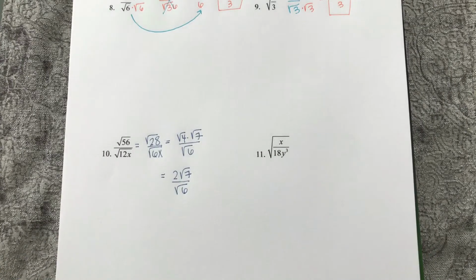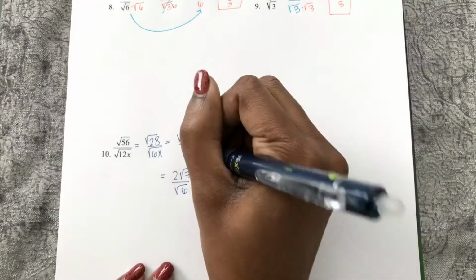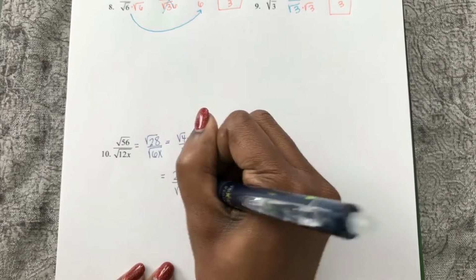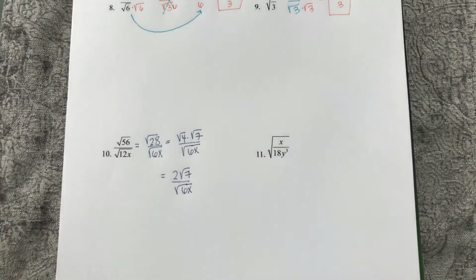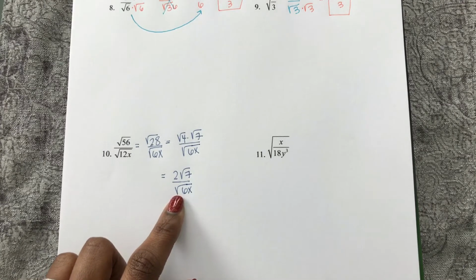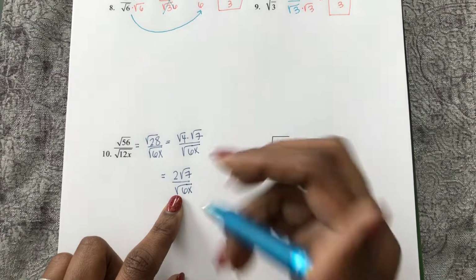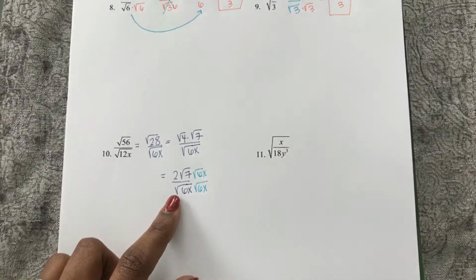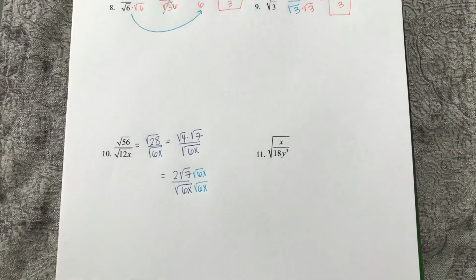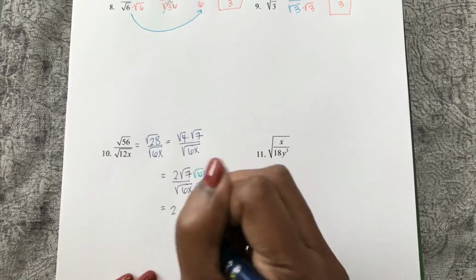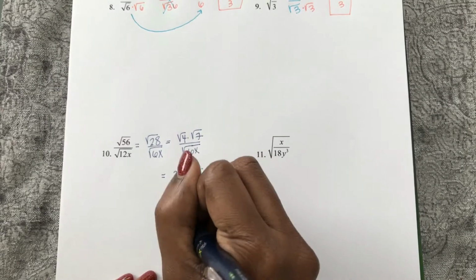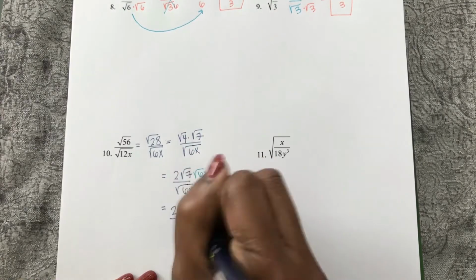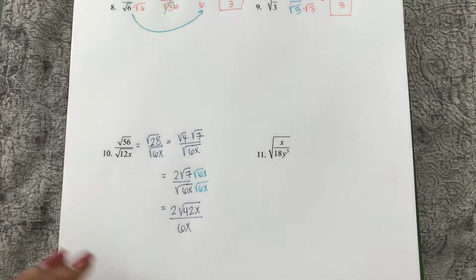Now that I've simplified, 6x. Almost forgot that. So now that I have simplified my perfect squares, I need to rationalize this denominator. Now what's in my radical is 6x, so I'm going to multiply by the square root of 6x on top and bottom. So that becomes 2 square root 42x all over 6x.